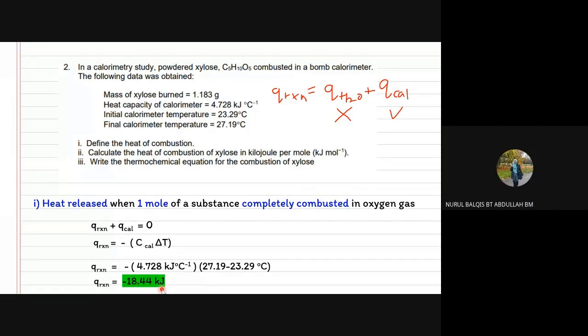Okay, Miss. Okay, can we just stop until here? The question asks for the heat of combustion and we stop until Q reaction. Can we? No. No. No, we need to proceed with the... Okay, after this step, what step do we need to do?